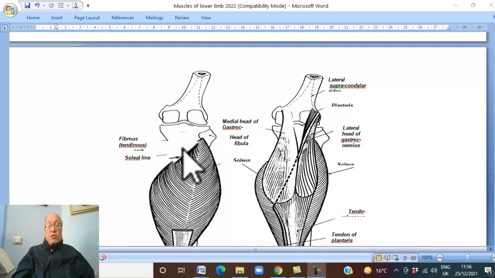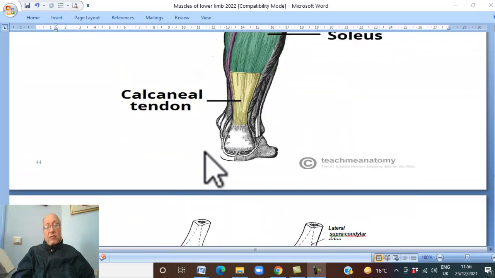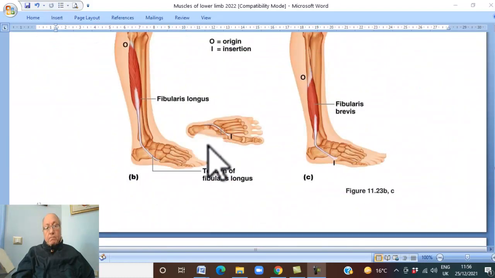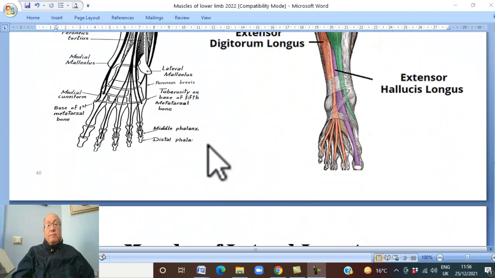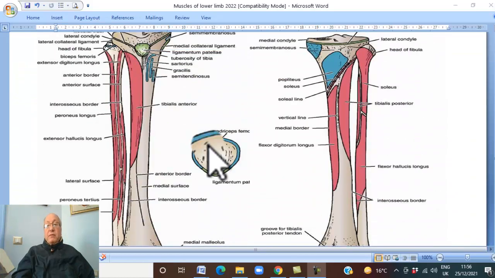What is the origin of soleus? The origin of soleus takes a wide area, an inverted U-shaped area. It arises from the back of fibula, back of tibia, and the fibrotendinous arch between tibia and the fibula. This is the origin of soleus.